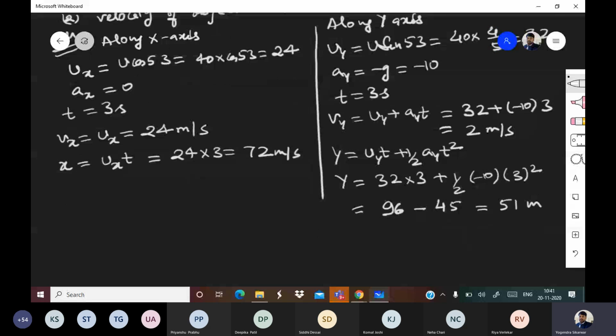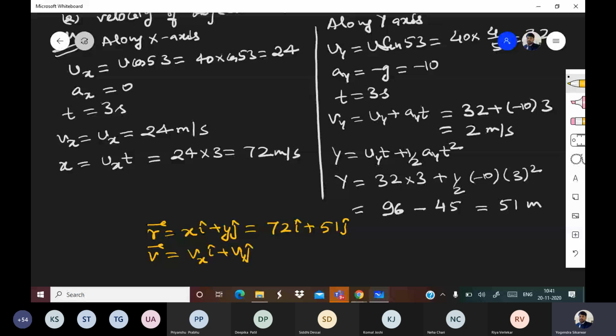So now we have got all values. So r vector will be x i cap plus y j cap, and that will become 72 i cap plus 51 j cap. Velocity is equal to Vx i cap plus Vy j cap. Vx was how much? 24. Vy was how much? 2 j cap. Answer. How many of you solved it correctly?